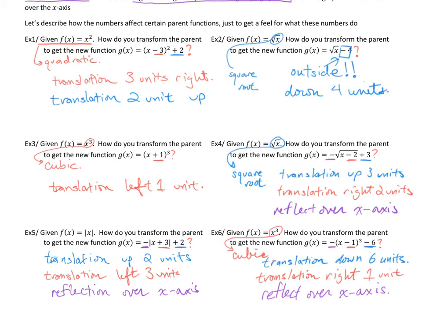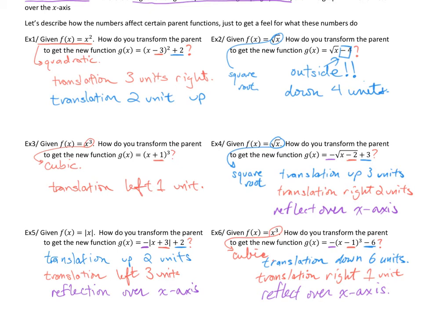So for these last 3 examples over here on the right, in this first one, this is a square root parent function. It's pretty easy to tell by the square root around the x. In the transformed function over here, this -4 is outside of the square root. It's just chilling out back. So that means that this is a vertical movement, and since it's negative, that will be a translation down 4 units. Over here in example 4, again with the square root parent function.